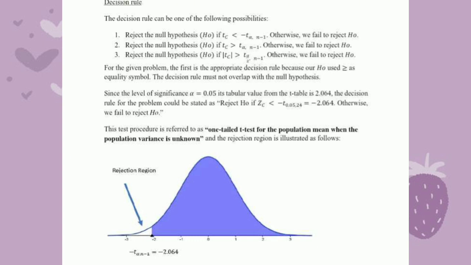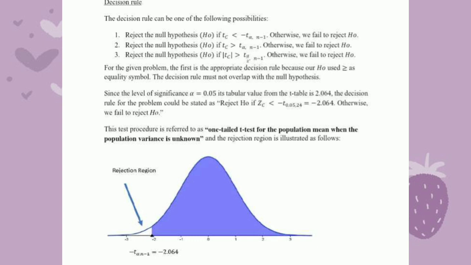For the given problem, the first is the appropriate decision rule because our alternative hypothesis uses the less than symbol. The decision rule must not overlap with the null hypothesis. Since the level of significance equals 0.05, its tabular value from the t-table is 2.064. The decision rule for the problem could be stated as: reject the null hypothesis if the computed t is less than negative t at 0.05 with 24 degrees of freedom, equal to negative 2.064, otherwise we fail to reject the null hypothesis.